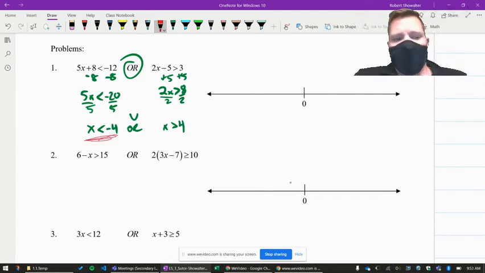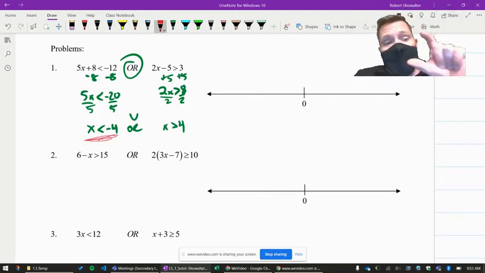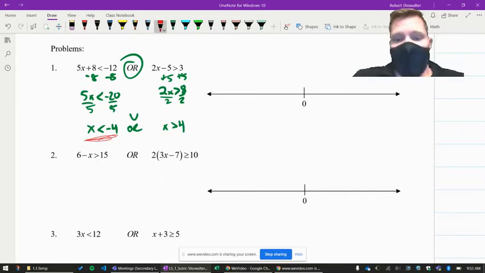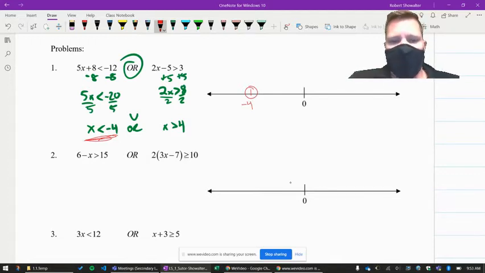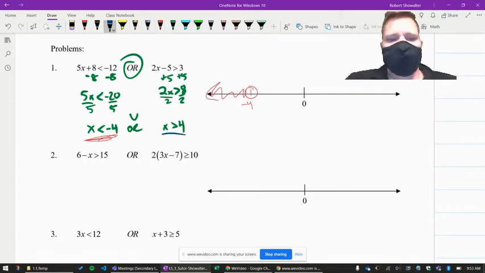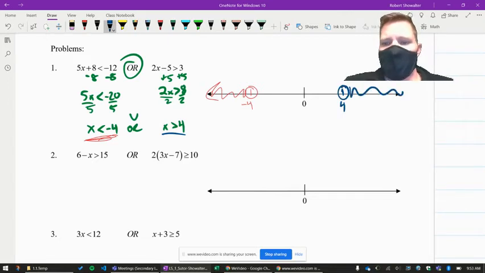So we're going to look at that and read it. We want x is less than -4. So we're going to drop -4, and that's an open circle because it's less than, and we want the shaded part to be less than -4. So we're going to drop that there. Then the next part, x is greater than 4. We're going to drop 4 and shade to the right.